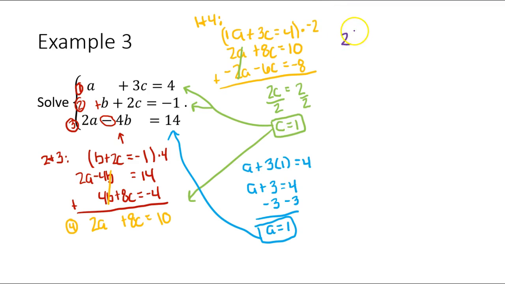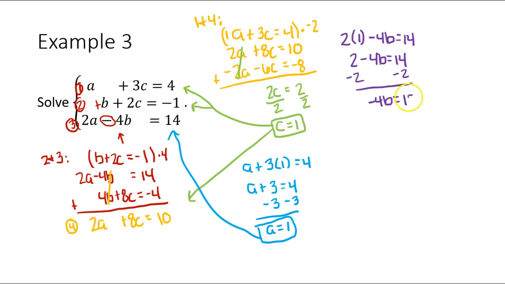We have 2 times the a we just found minus 4 times b. This is equal to 14. 2 times 1 is 2. We have 2 minus 4b equal to 14. Let's subtract the 2 from the other side. We have -4b equal to 12. And then we can divide this -4 out of here. And we find out that b is equal to -3.